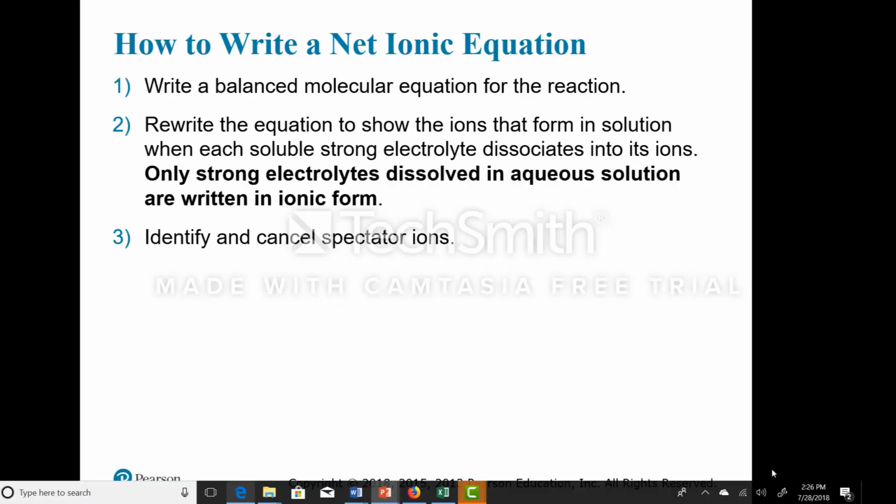So here we can summarize how to write net ionic equations. First, write a balanced molecular equation for the reaction. Rewrite the equation to show the ions that form in solution when each soluble strong electrolyte dissociates into ions. Only strong electrolytes dissolved in aqueous solutions are written in ionic form. Identify and cancel any spectator ions.